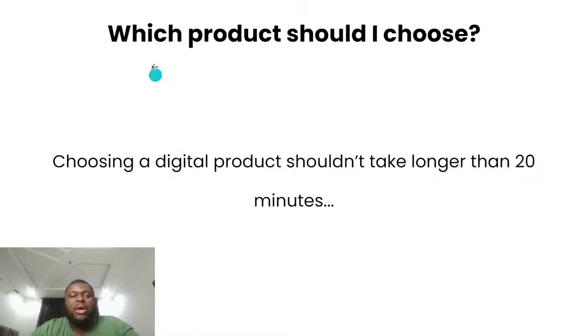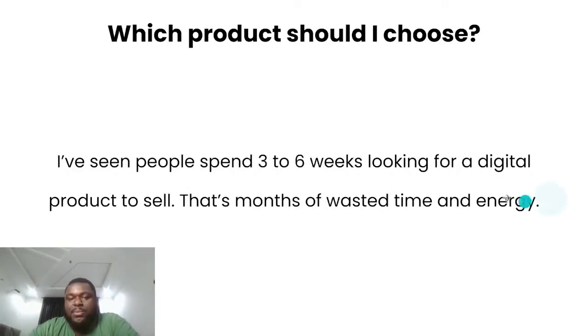All right. So now you're probably thinking, which product should I choose? Okay. Well, I just showed you how you can use AI to figure out what type of products you can sell. Now, choosing a digital product shouldn't take longer than 20 minutes. Okay. Highest it should take is 20 minutes. You see how I went to StakeCart just now and I already found some digital products that are very, very good. That's how you can do it too after this class, okay?